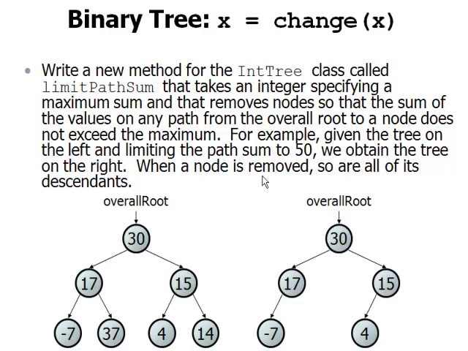We're told that when a node is removed, all of its descendants go away. So we're cutting out entire branches of a tree here when we see that that maximum is exceeded.